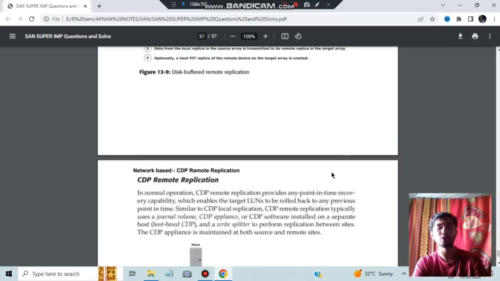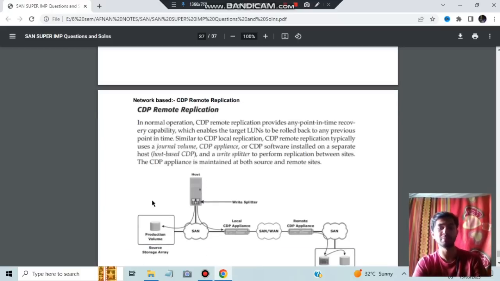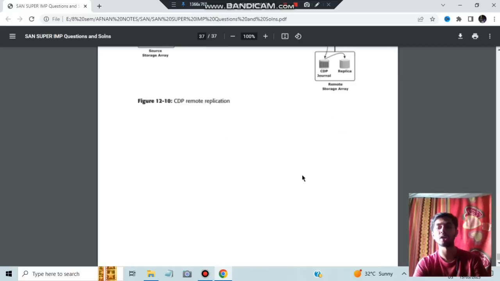Okay. Moving on to network based, which is the last one among the three remote replication technologies. CDP is the one which I already discussed. Also, this is the CDP here, and the CDP will be carrying out the write and read operations along with the protocols of SAN and WAN. Okay, that's all, super important from the SAN.